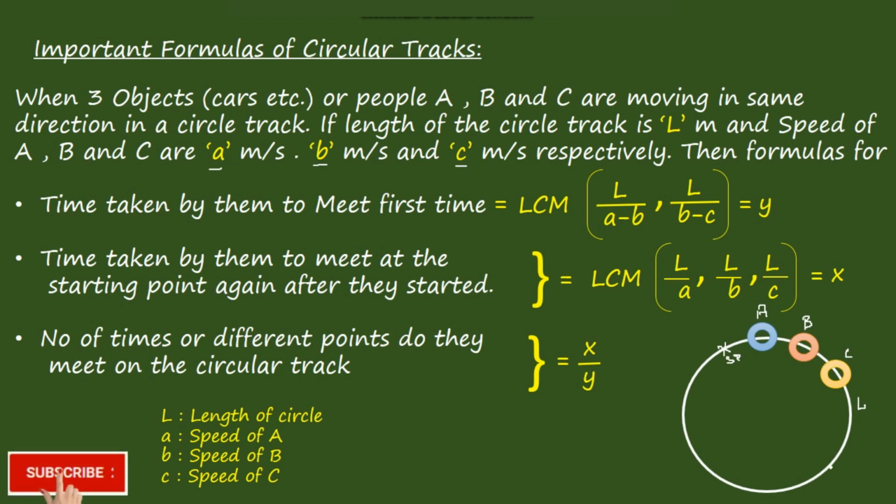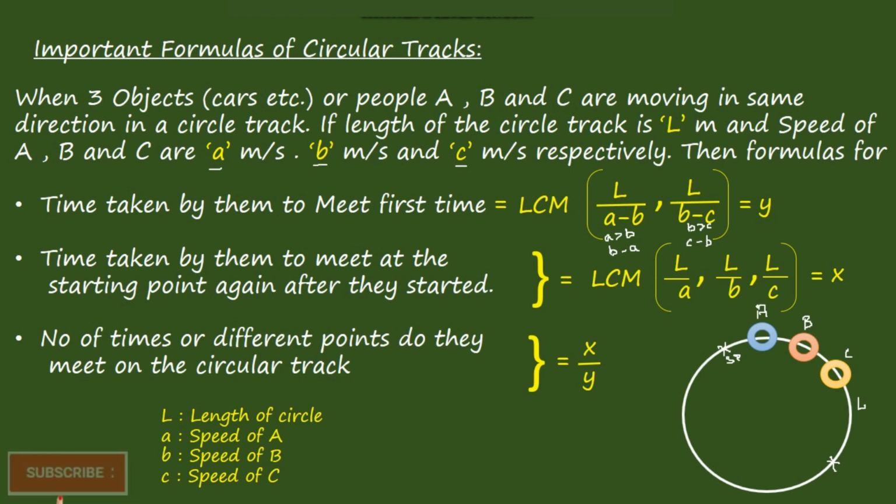All three of them would be meeting at a point. The time at which this happens is the LCM of L by (A minus B) and L by (B minus C), where A is greater than B, else it becomes B minus A. Here also B should be greater than C, else it becomes C minus B, as speed cannot be a negative value.